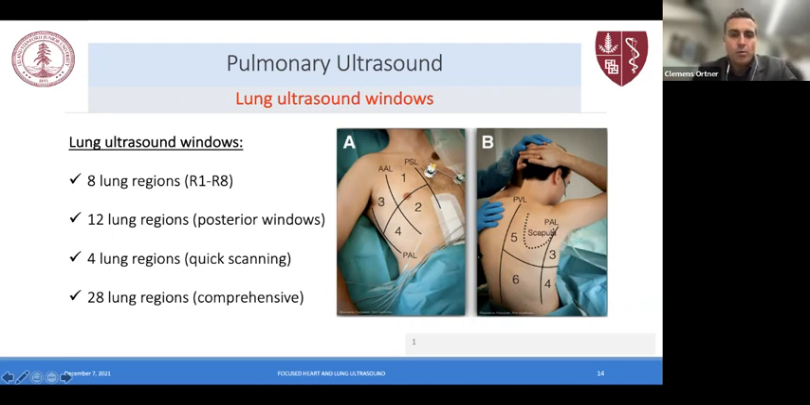If you also include the posterior windows, then it is the 12 region technique. If you just do a quick scan, which you might frequently do on the ICU, where you have more difficult access to the side or to the back, then you just do the 4 region technique. And you can also do a 28 lung region technique. That is the most comprehensive pulmonary ultrasound, but it is mostly used to answer academic questions. For our clinical purposes, studies have shown that the 8 lung region technique and the 12 lung region technique are absolutely sufficient for our diagnostics.